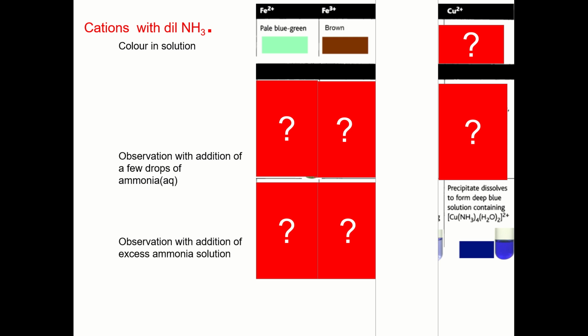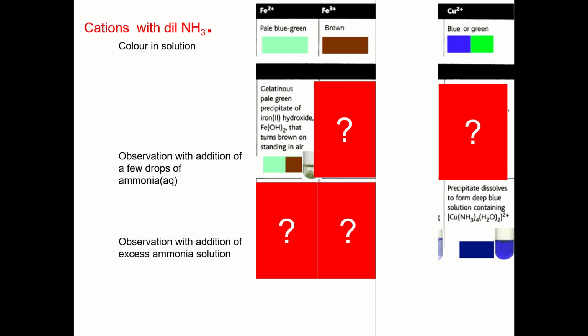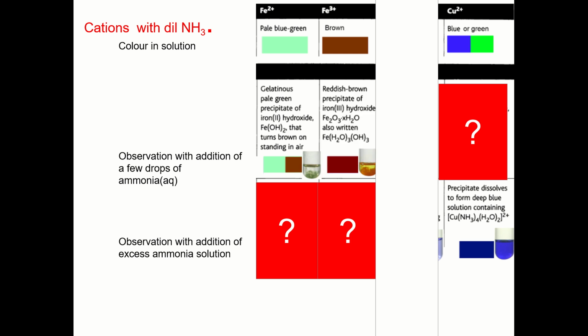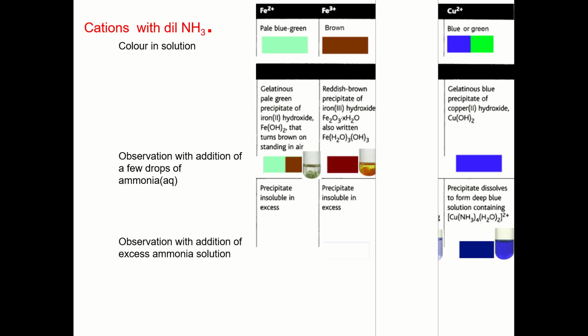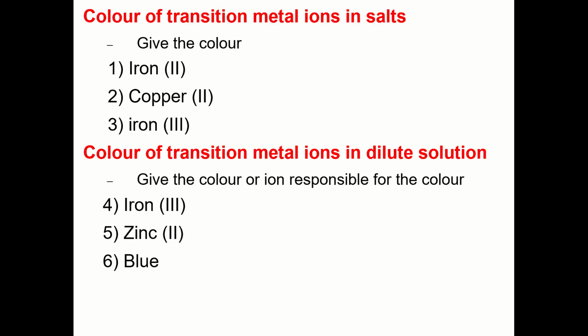So colour in solution, we have a pale green again, we have that browny yellow colour, and then we have that bluey green for the copper 2. Again, with ammonia we get a gelatinous green precipitate with iron 2, gelatinous brown with iron 3, and gelatinous blue with copper 2. Excess ammonia, neither of the iron ions will dissolve in excess ammonia, the precipitates will remain, whereas the copper 2 ion will turn into a deep blue solution. So the precipitate dissolves to a deep blue solution.